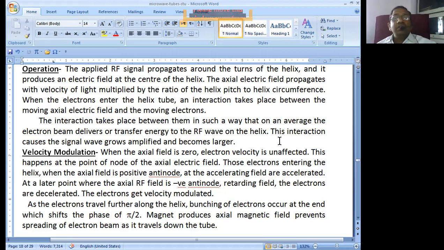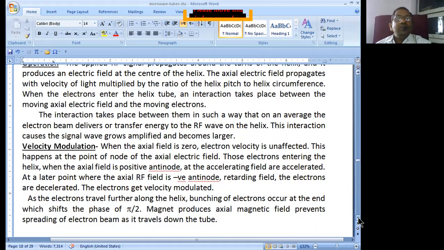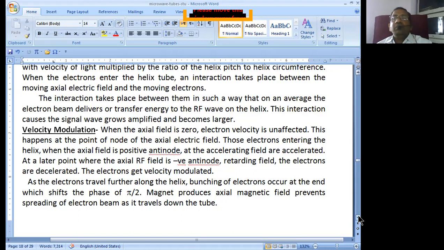That means here the energy of the RF signal should get changed in terms of amplitude or in terms of phase. So this interaction causes the signal wave to grow in amplitude and become larger. Now, what type of modulation is taking place over here? Same as the klystron oscillator, velocity modulation. It works on the principle of velocity modulation. Whenever you think about velocity modulation, bunches should compulsorily get formed. So if bunches are forming, we say they are forming because of the velocity modulation.